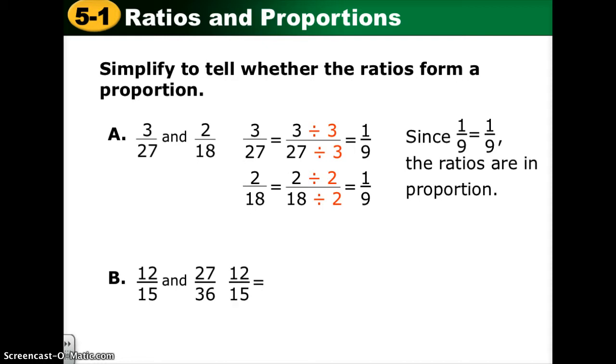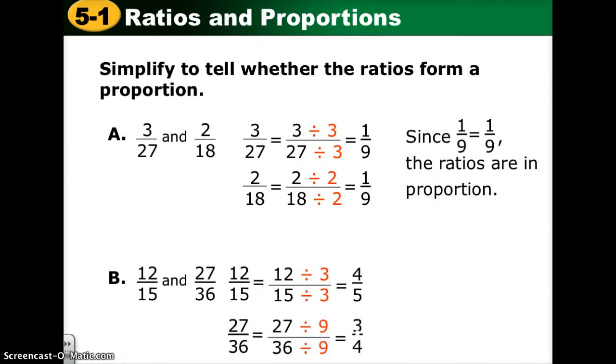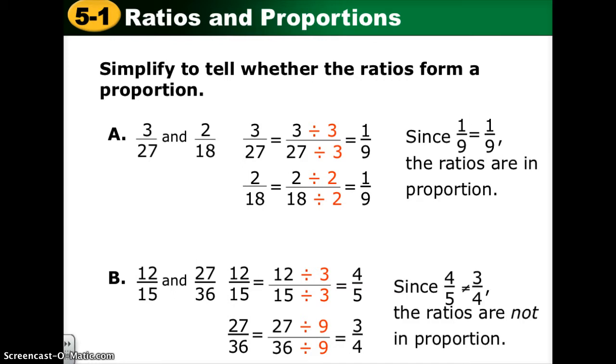Let's try the same thing with 12/15 and 27/36. We can divide 12 and 15 by 3 to get 4/5. 27 and 36 divide by 9 to get 3/4. It's important to remember to simplify as far as possible. And when we compare 4/5 and 3/4, they are not in proportion.